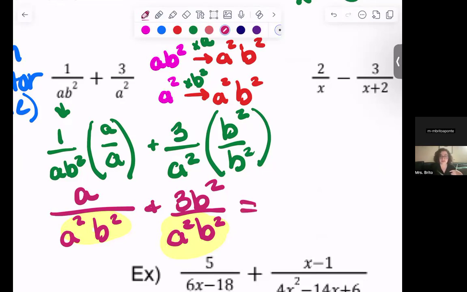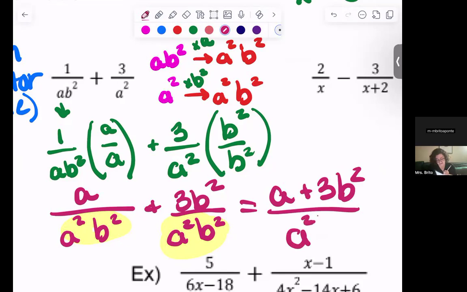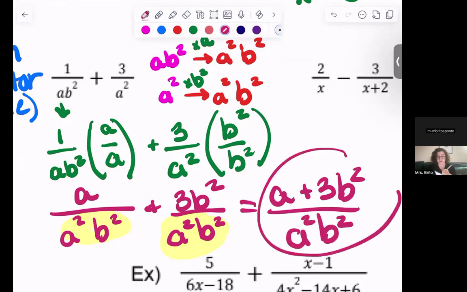A plus 3B squared is in the numerator. I cannot combine A and B to one term, and my denominator is now A squared B squared. Ta-da! We're just finding a common denominator and then adding like normal.